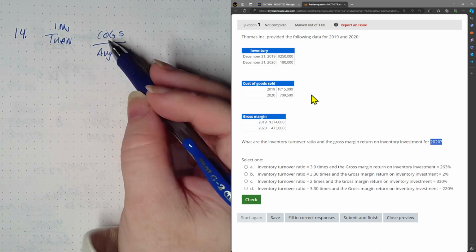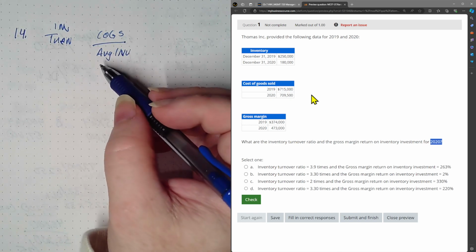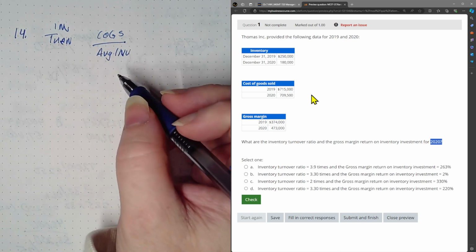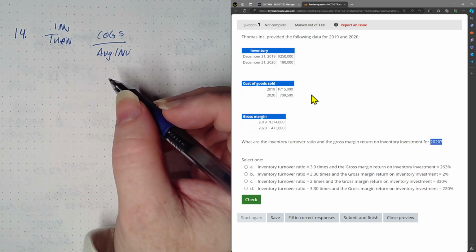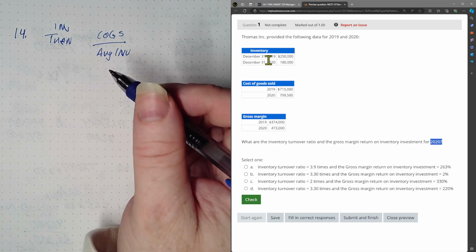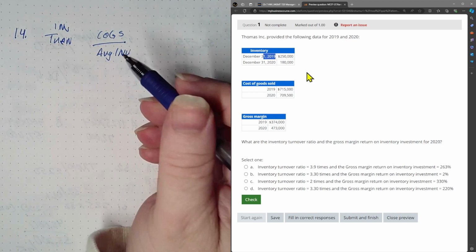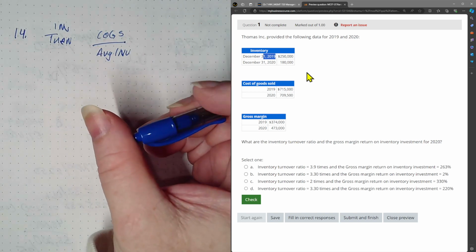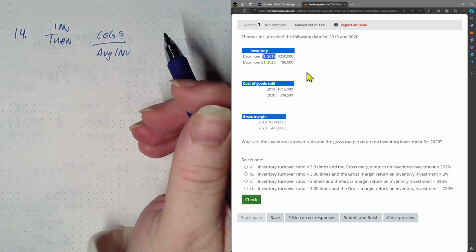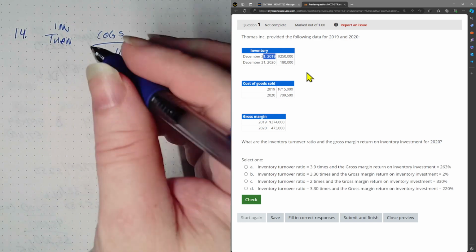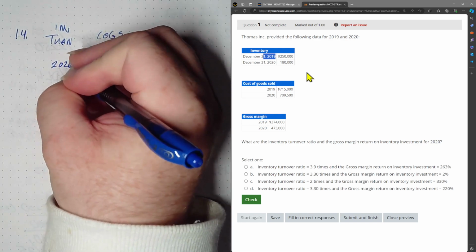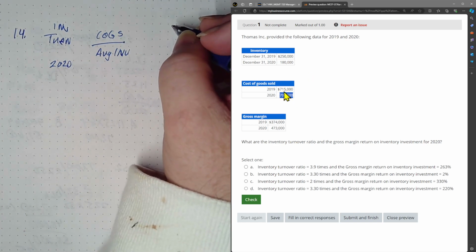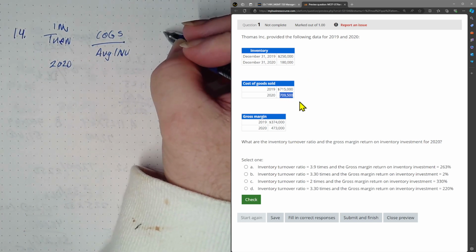If we want to match up the 2 time periods, then we have to take the inventory over the year from the beginning to the end of the year. So December 31st, 2019, that's the end of 2019, but that number is also the beginning of 2020. So if we wanted to know the average inventory for 2020, because we want to know what the inventory turn is for 2020, we're going to take the cost of goods sold from 2020. We don't even need to know 2019. That's irrelevant.